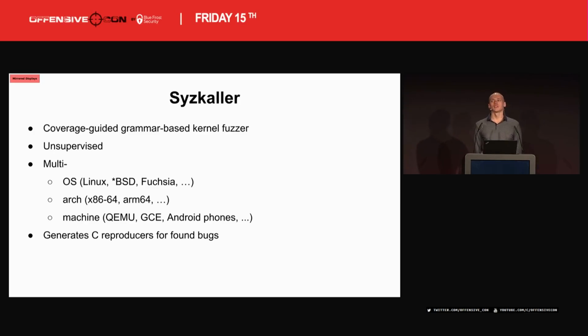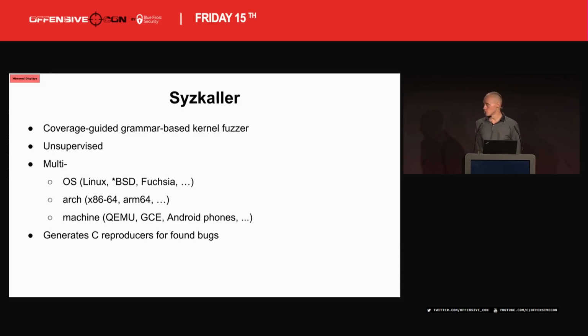Initially, it started as a fuzzer for the Linux kernel, but since then, people came and added FreeBSD, OpenBSD, and other BSD support. It also kind of supports Fuchsia, which is a Google operating system that is supposedly going to be used on mobile devices at some point in the future. It supports a bunch of different architectures, and you can fuzz on different kinds of target machines. You can use QEMU and run your kernel inside QEMU and fuzz it there. You can use Google Cloud Engine. You can use actual Android phones or some of the boards.